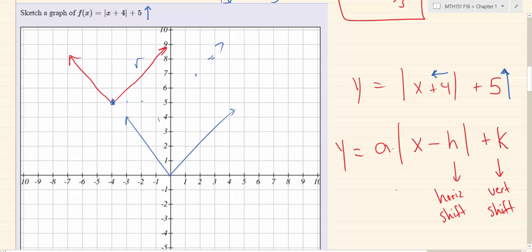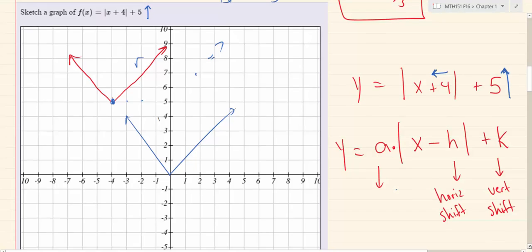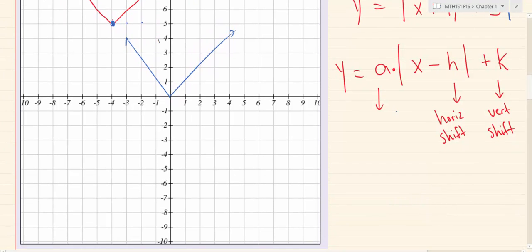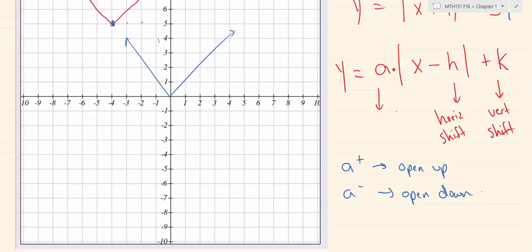There's one more thing that we need to add to this to make it complete, and that's a factor of a out in front. You can have a multiplier out in front. And a controls two things. First of all, if a is positive, then your absolute value opens up. And if a is negative, then your absolute value opens down. So the sign of a determines whether it opens up or opens down. And if you've had graphing of parabolas before, this probably sounds familiar. It's the same thing that we'll learn as the rules for parabolas.